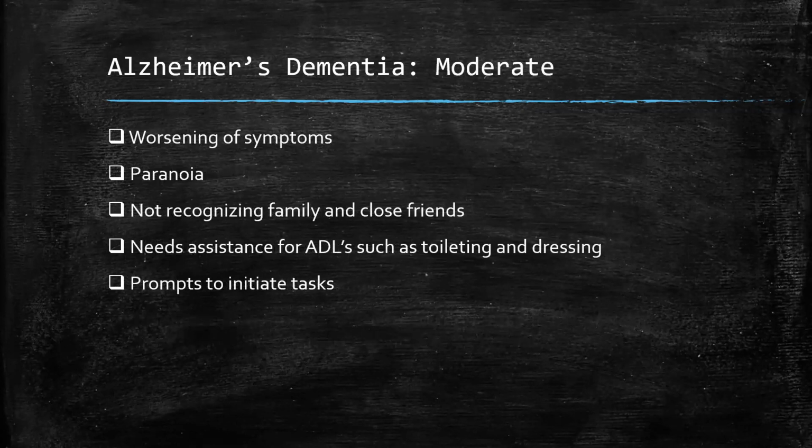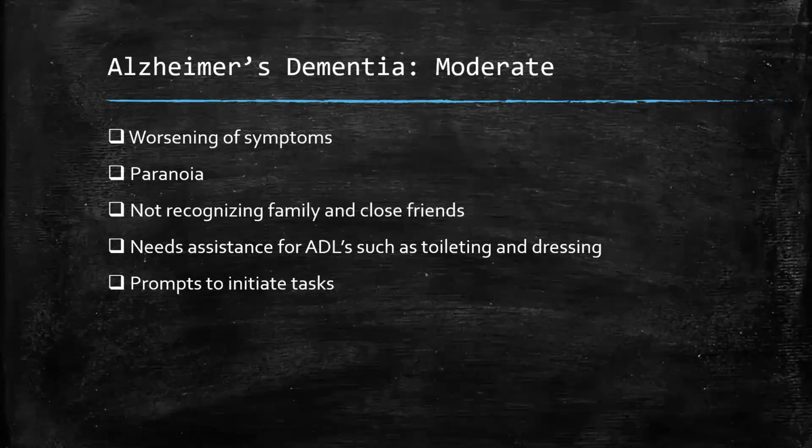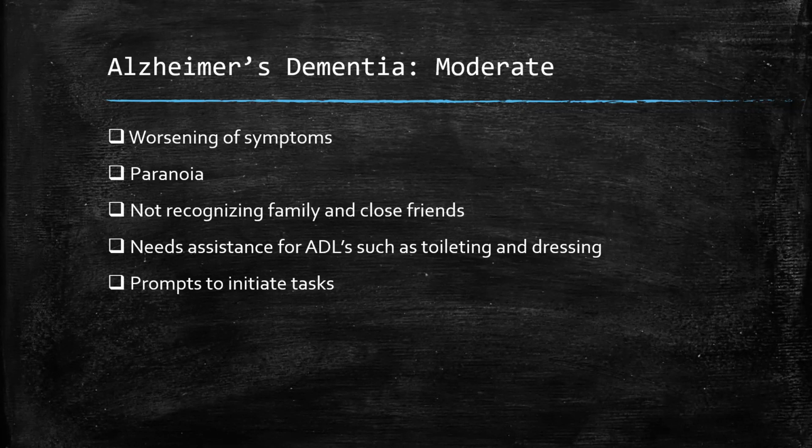Once we get to the more moderate stages, we'll see a worsening of symptoms. So this is when some of that paranoia can start. This person might not recognize family or close friends, and they're going to start needing assistance for those activities of daily living. So things like going to the bathroom, getting dressed, and they will need prompts to initiate tasks.